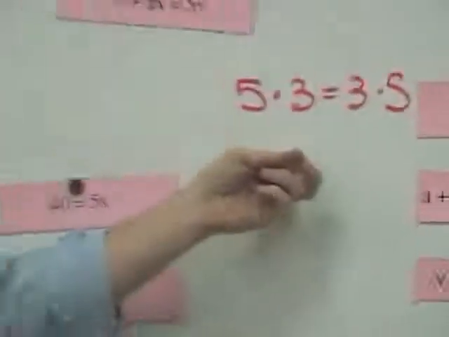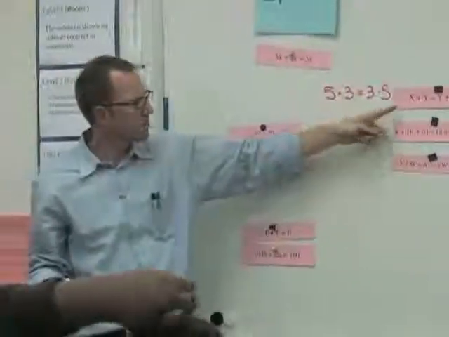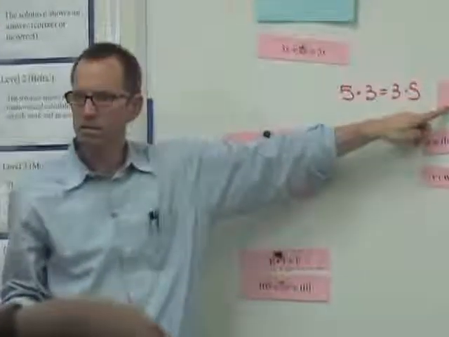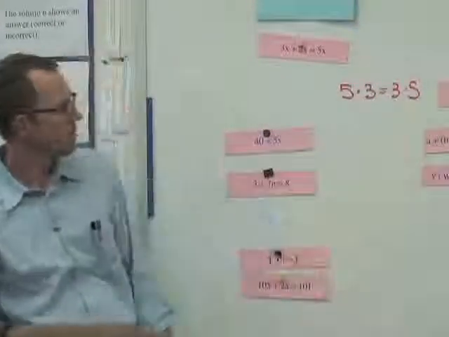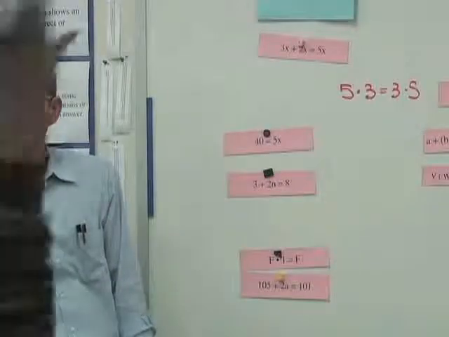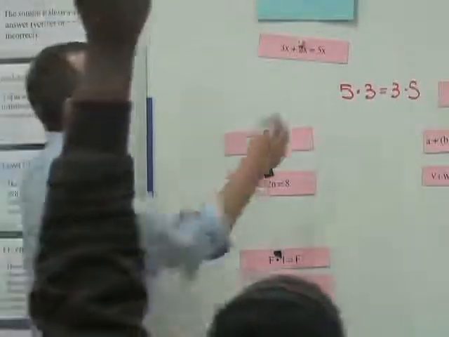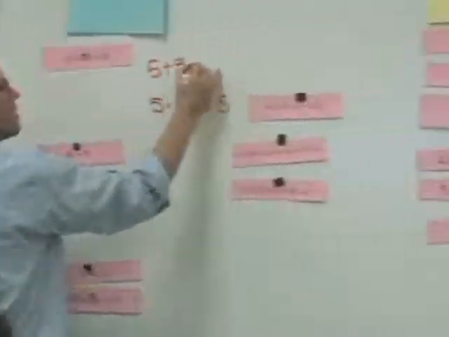5 times 3 equals 3 times 5. People agree that this is commutative? Yes. To me it doesn't look like this. Yes, it does. X plus y is equal to y plus x. 5 plus 3 equals 3 plus 5.